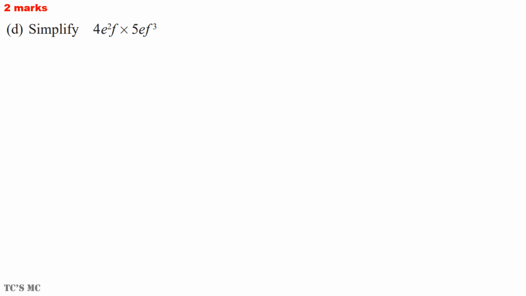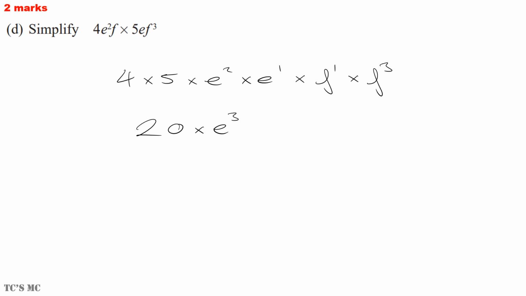Simplify the following. I am going to rewrite this as 4 multiplied by 5 multiplied by e squared multiplied by e to the 1 multiplied by f to the 1 multiplied by f cubed. Now I can rewrite this as 20 multiplied by e cubed, because 2 add 1 is 3, and then multiplied by f to the power of 4, because 1 add 3 is 4. Now, to make it even more simplified, I'm going to write it as 20 e to the 3 f to the 4.